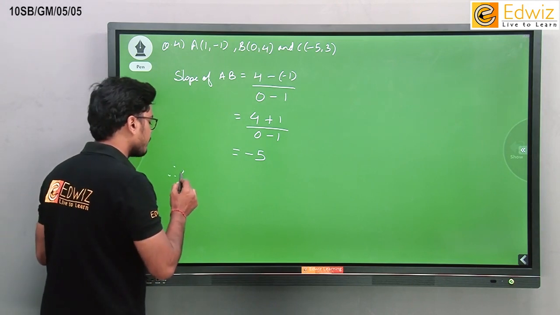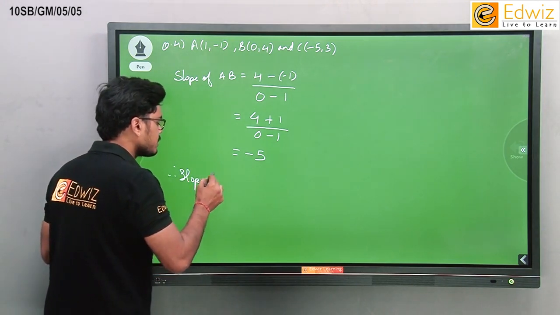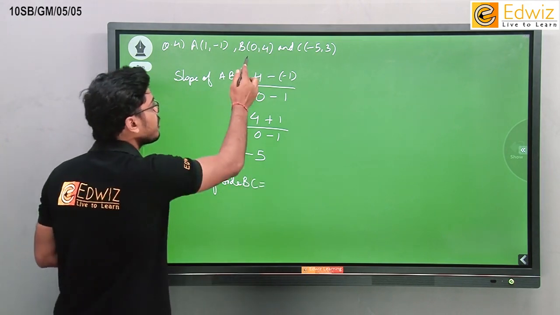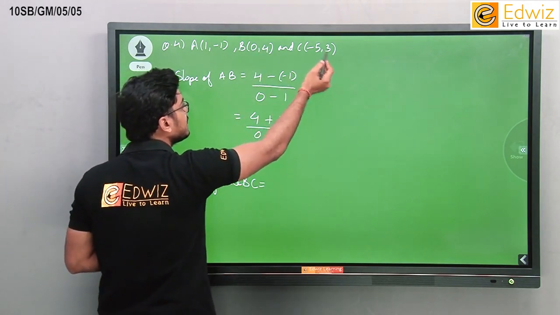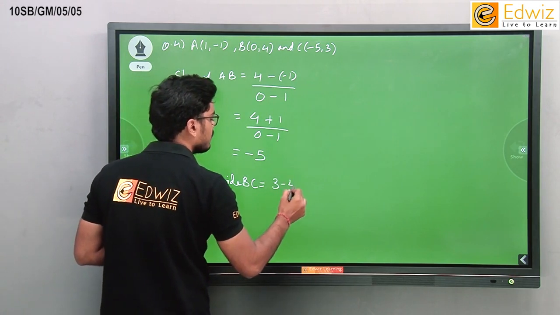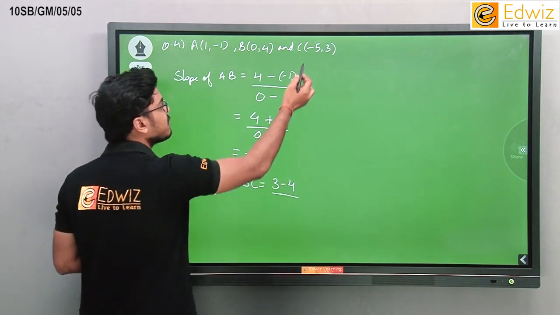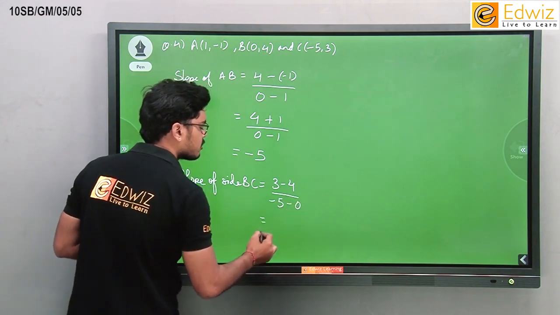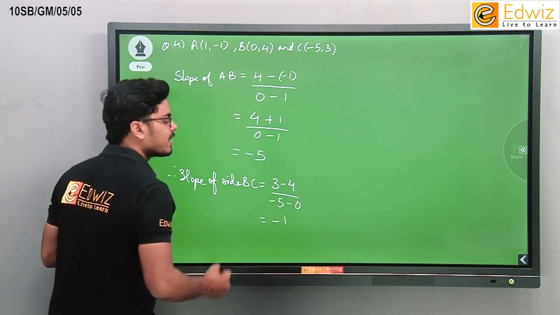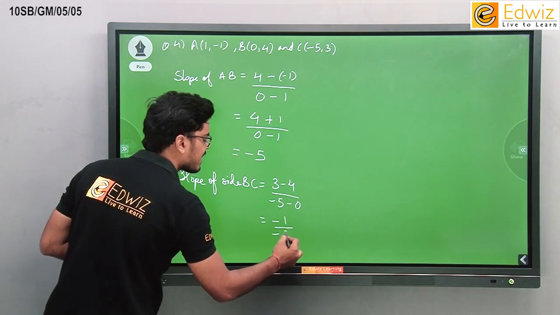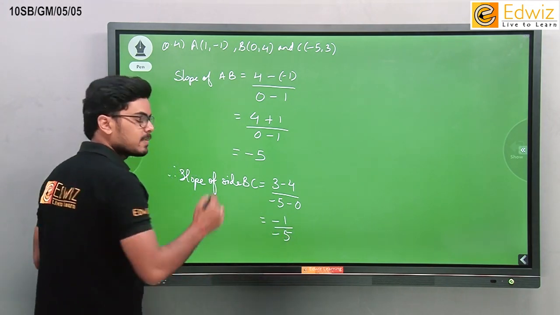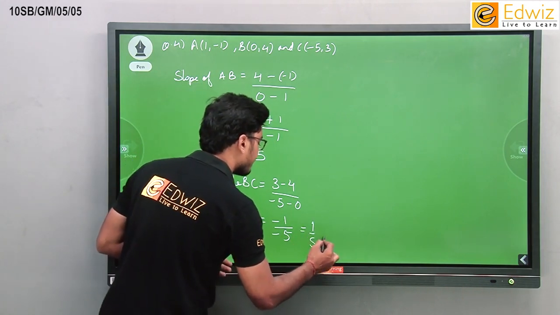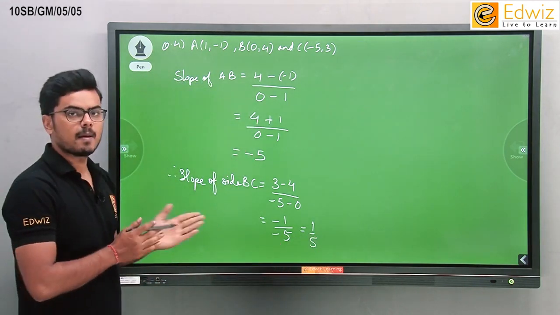Similarly, slope of side BC will be equal to, for B and C, y2 minus y1 will be 3 minus 4 divided by x2 minus x1, which is -5 minus 0. Okay, so we will get -1 in the numerator upon -5 in the denominator. Minus minus will become positive. So the slope is 1 upon 5. This is the slope for side BC.